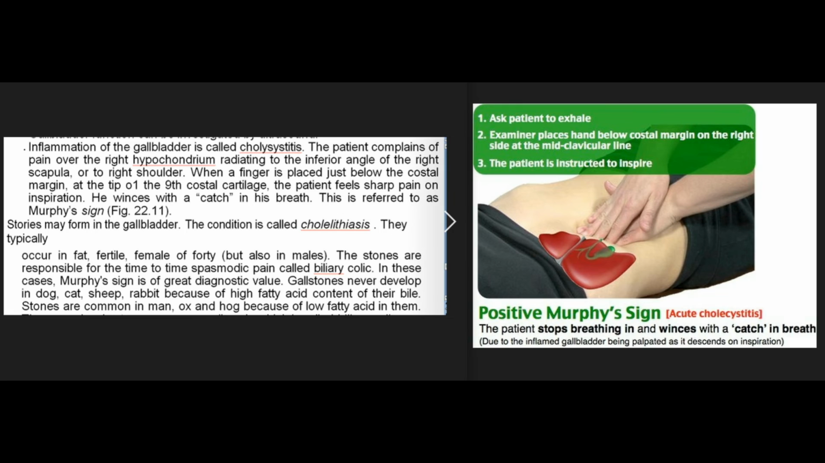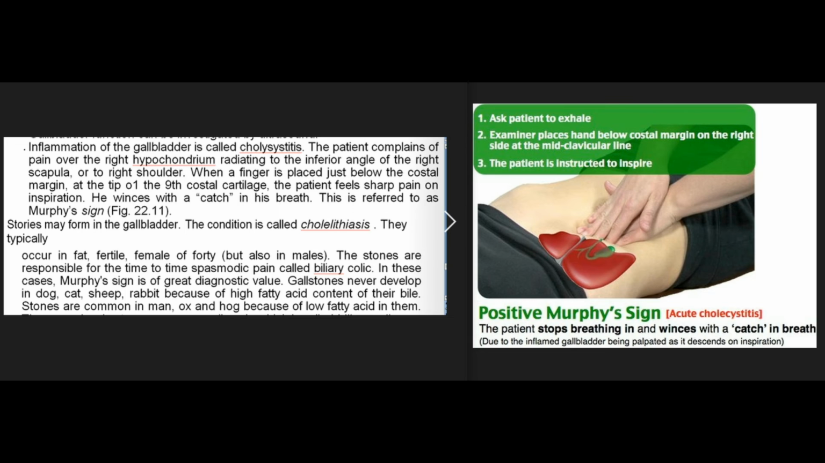Stones may form in the gallbladder. The condition is called cholelithiasis. They typically occur in fat, fertile, female of 40, but also in males. The stones are responsible for the time-to-time spasmodic pain called biliary colic. In these cases, Murphy's sign is of great diagnostic value.